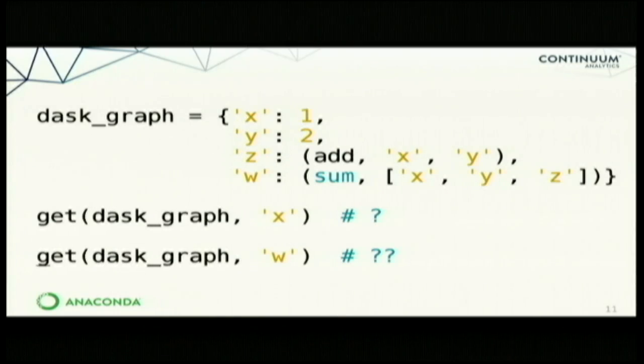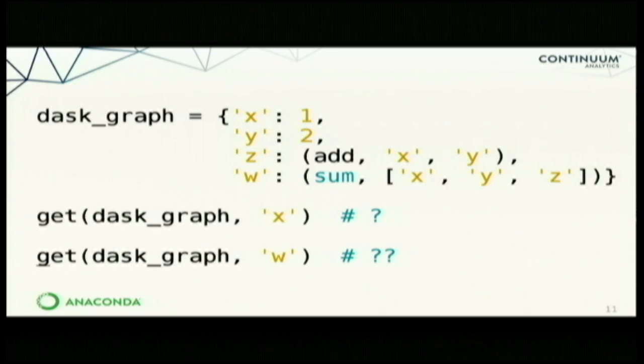So this is what our data structure looks like. This is what dask uses to represent a graph. It is just a Python dictionary that's keyed with strings and valued with things that are either values or something that dask understands as tasks, which are tuples.